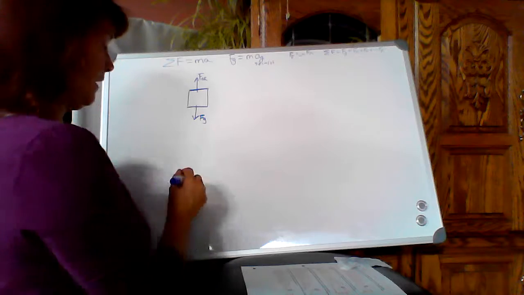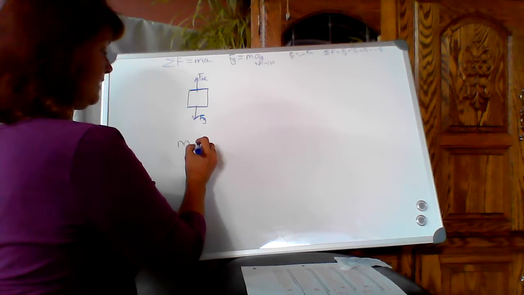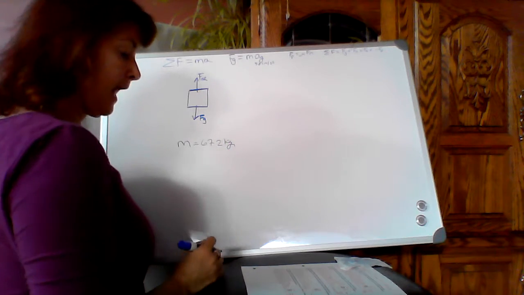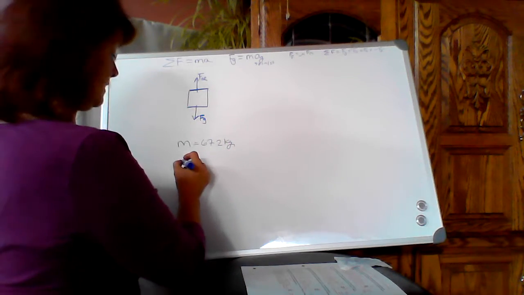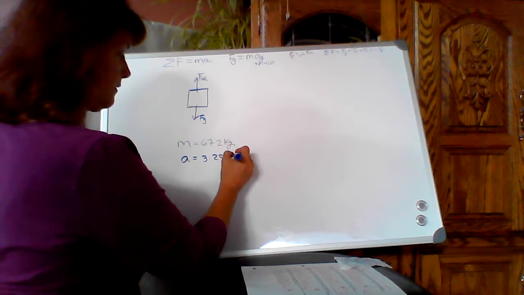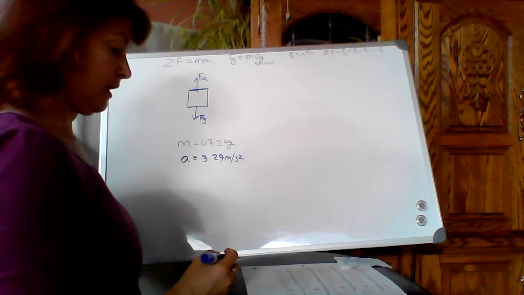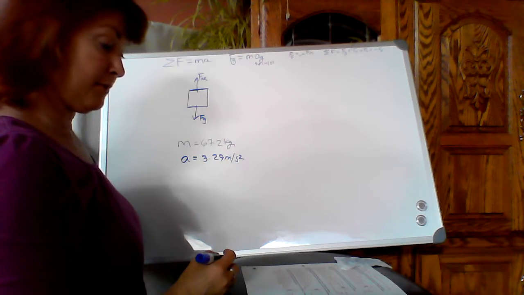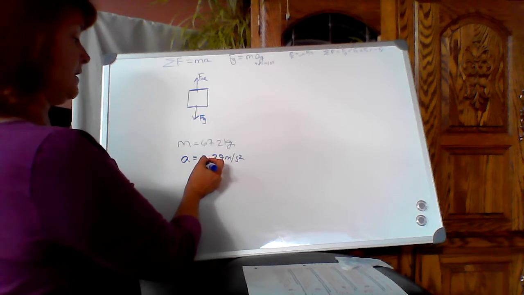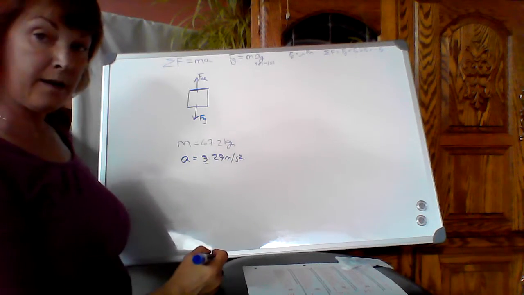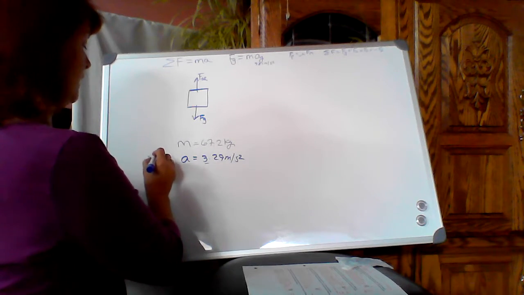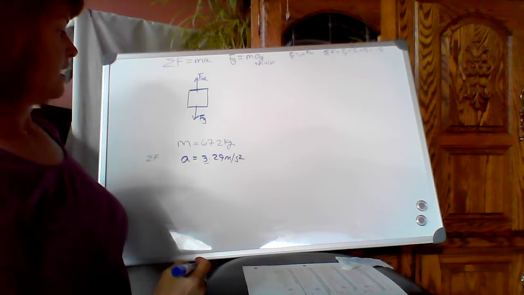So what else do we know? We know that his mass was given as 67.2 kilograms, and that he is accelerating at 3.29 meters per second squared. That's pretty much all we are given. So what can we figure out with this? Well, we see that this is not 9.81 meters per second squared, so we know that this is going to have something to do with when we sum our forces.